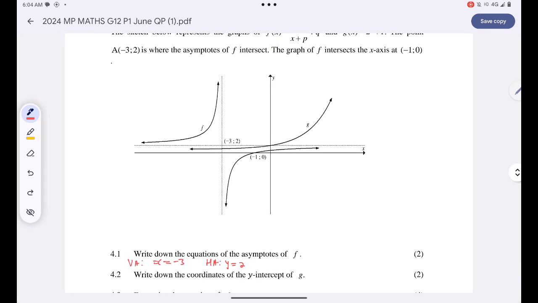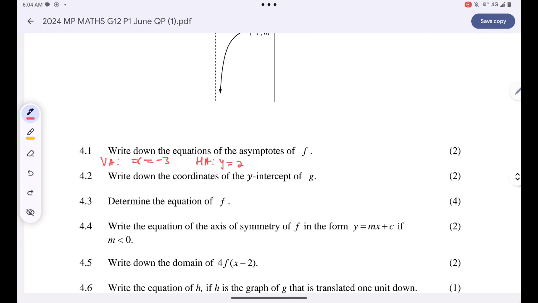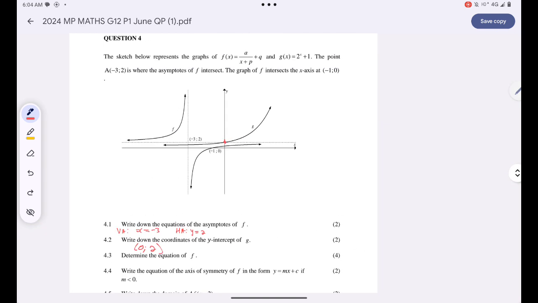The coordinates of the y-intercept of g: I can see that the graph of g simply cuts the y-axis over here, and there I have a horizontal line, whose y value does not change. So on that horizontal line, y is equal to 2. That means the coordinates of my y-intercept: x is always 0 on the y-axis, but y is equal to 2.